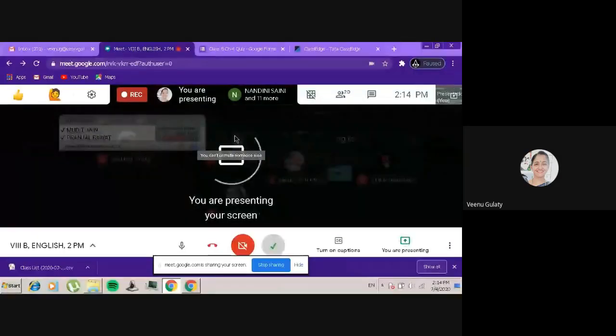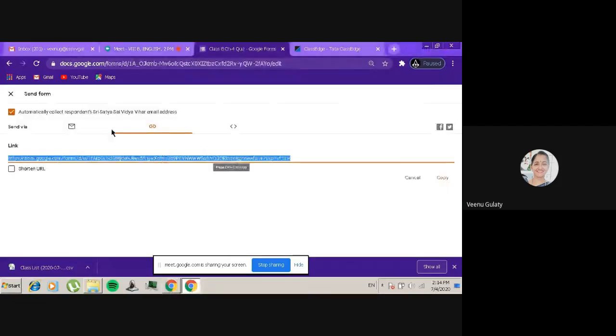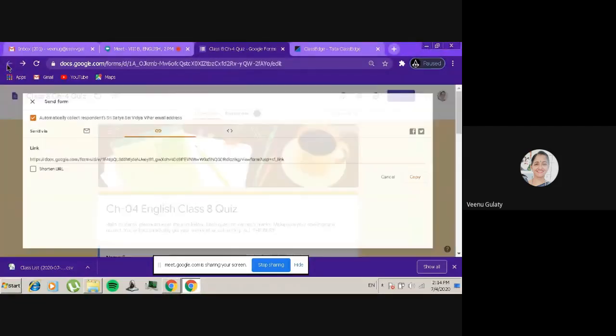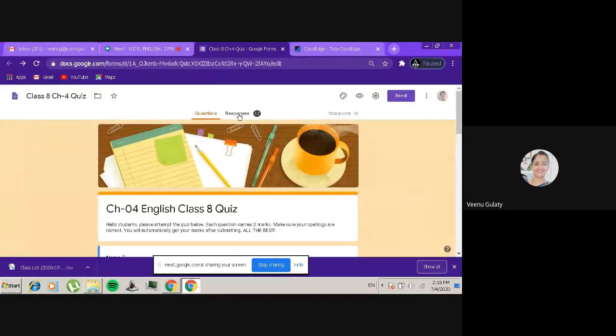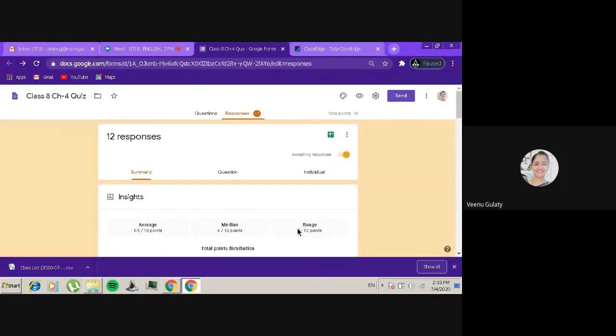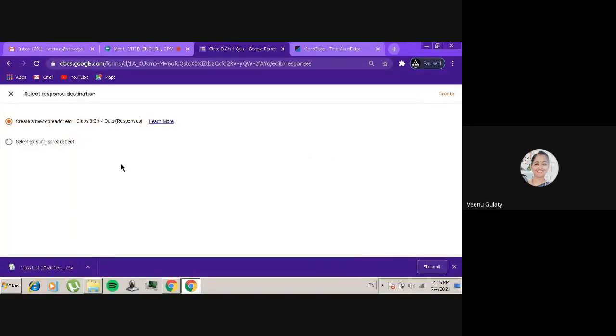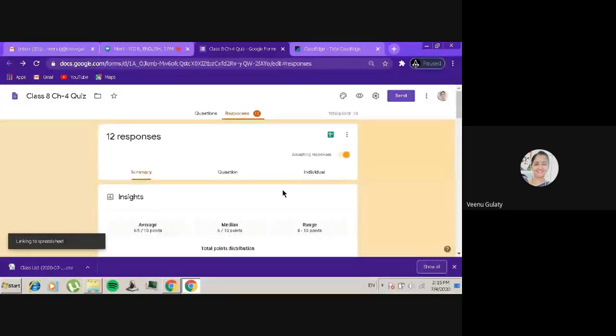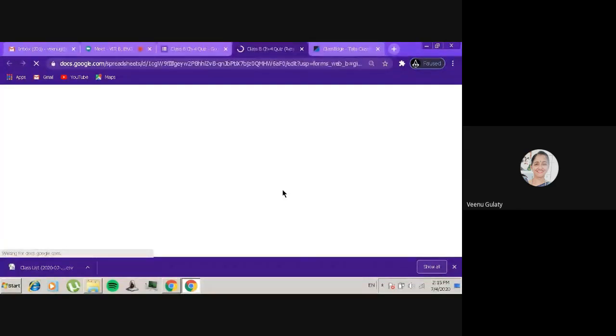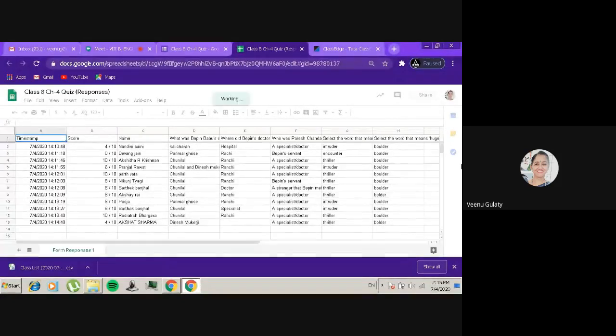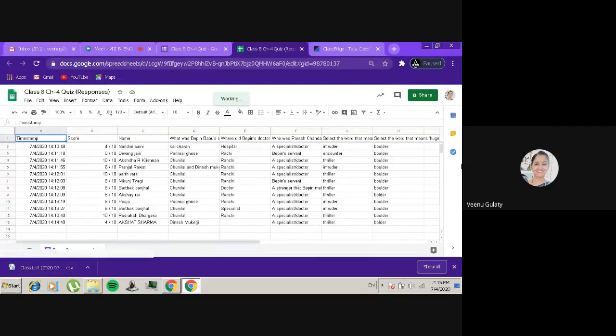Here I am again presenting my screen. Now we'll discuss the answers. I have only 12 responses. Why did others not do it? Well, okay, here you will see the spreadsheet now. This is the spreadsheet. Is it visible? These are the names of the children who have submitted the forms, and these are the answers here. You can see where you were wrong.